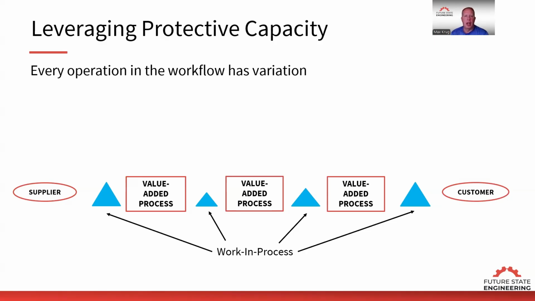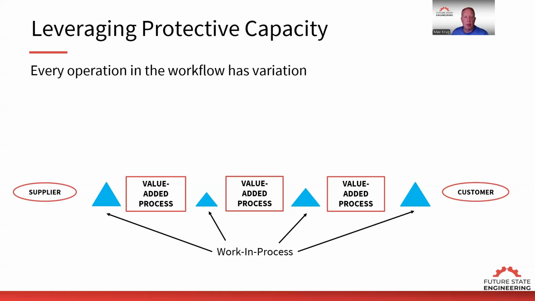Now we want to focus on, is there a significant need of the customer that we can take advantage of to improve our operational performance for the same operating expense? So if we do that, then we can increase our profitability, reduce our lead times, reduce our inventory, right? All the financial and operational metrics improve for the organization. So now we're going to focus on leveraging that protective capacity.